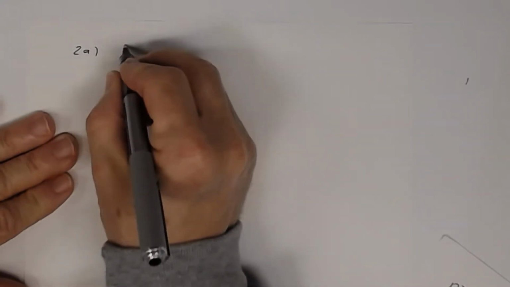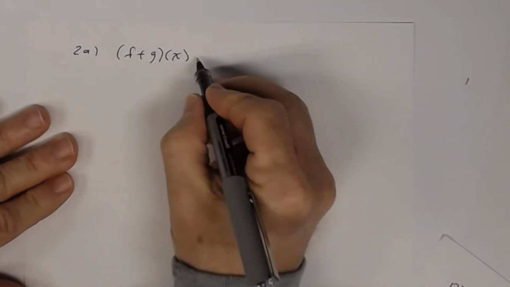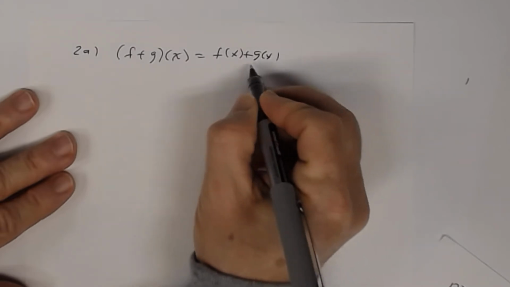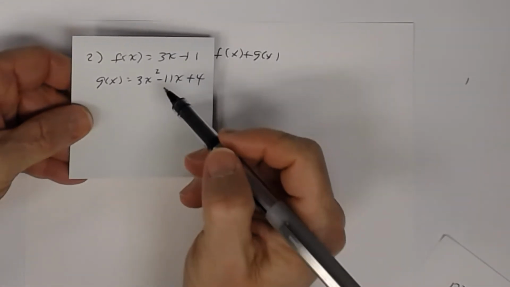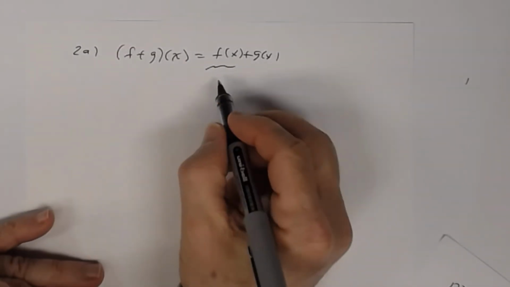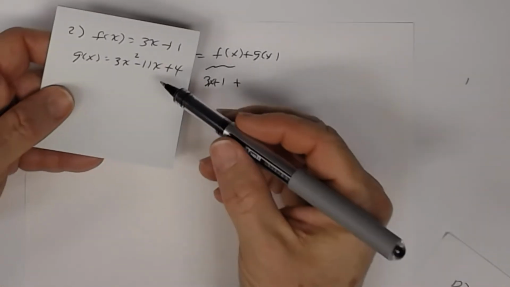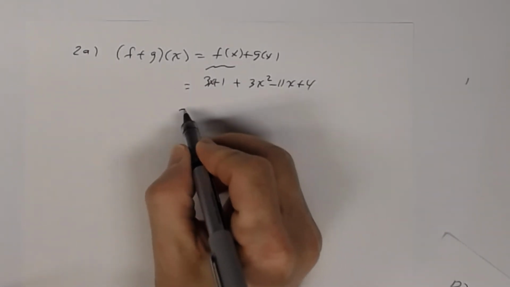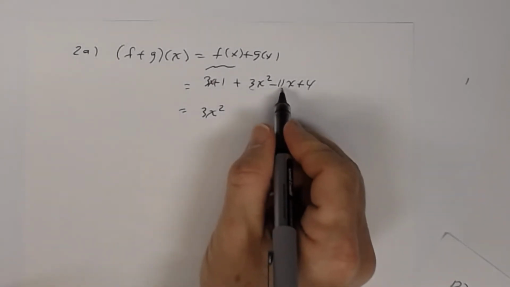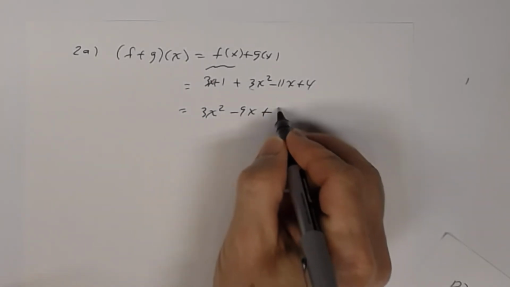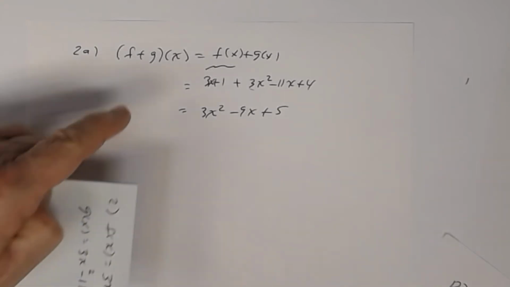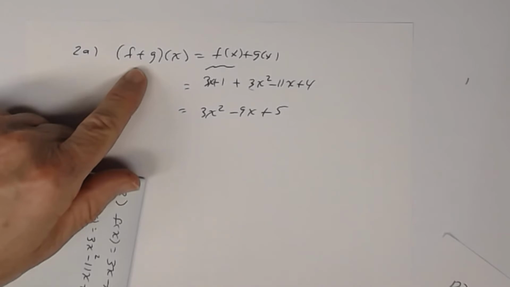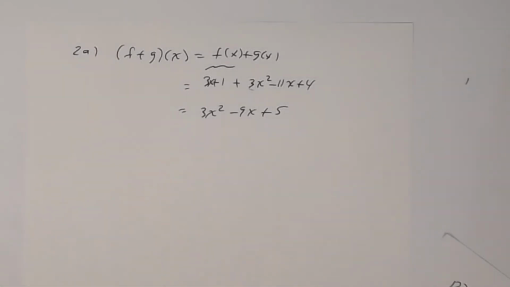Now, in letter A of number 2, you have this. So this is 2a. In 2a, you have this notation. And again, you need to know that this means f of x plus g of x. And so basically you're going to be adding these two functions together. So f of x is this linear function, 3x plus 1. And then g of x is this quadratic function. So it's 3x squared minus 11x plus 4. No parentheses are necessary because I'm just adding those. And now combining like terms, 3x squared, 3x and a negative 11x is a negative 9x. 1 and 4 is 5. So when I add these two functions, I get 3x squared minus 9x plus 5.